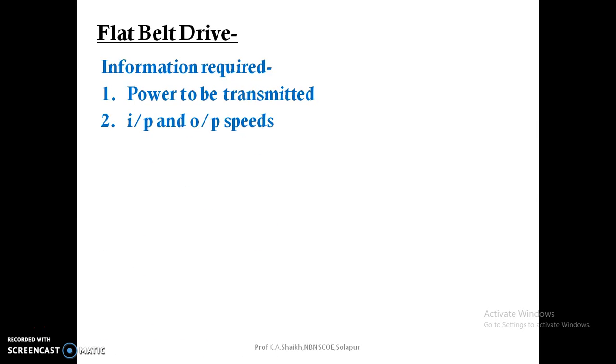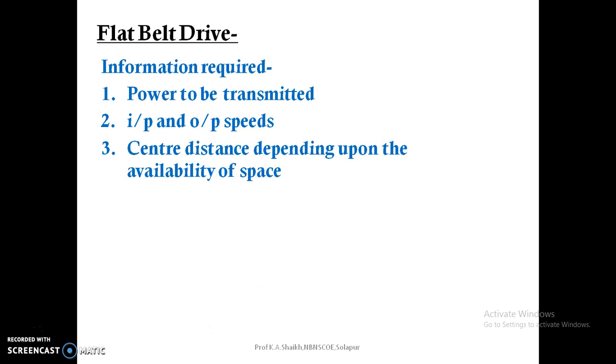drive. Then you need the input and output speeds of the smaller pulley and the bigger pulley. Generally the input speed will be given to the smaller pulley, and the output speed will be generally less than the input speed. Then you need the center distance between the two pulleys, and you need the type of load you are going to attach to that belt drive.